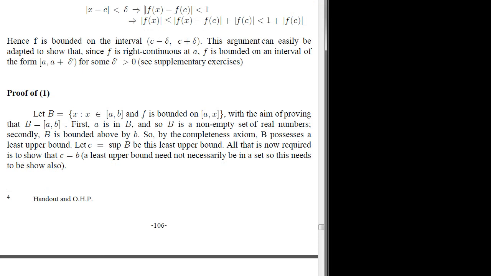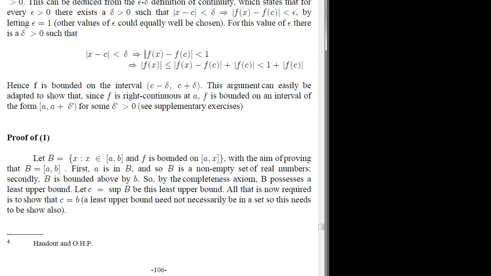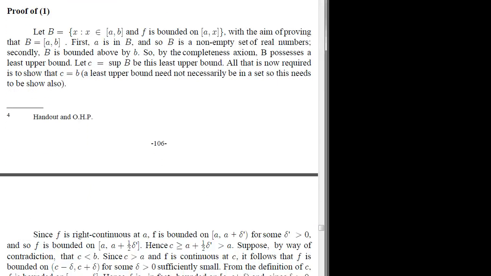The preliminary observation was just focusing on the fact that if f is continuous at c, then f is bounded on an interval of this form for some delta greater than 0. The argument can easily be adapted to show that since f is right continuous at a, f is also bounded on an interval of the form [a, a + delta dashed] for some delta dashed greater than 0. And we looked at that in the previous video. So here's the proof of part 1 now. Let's have a look at this.